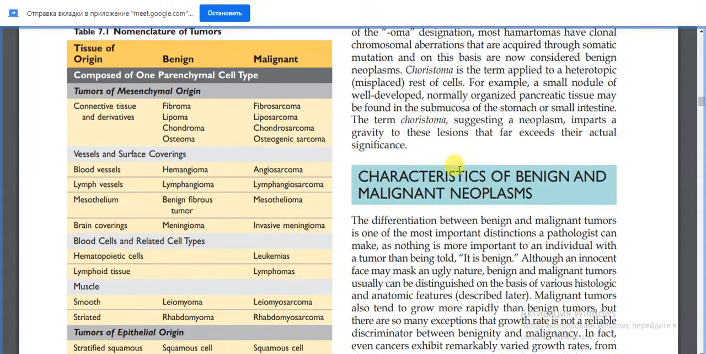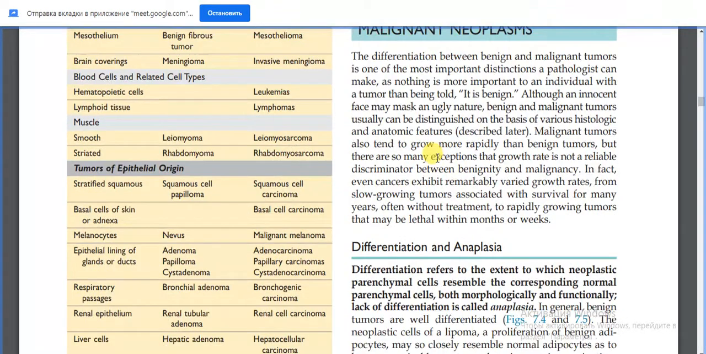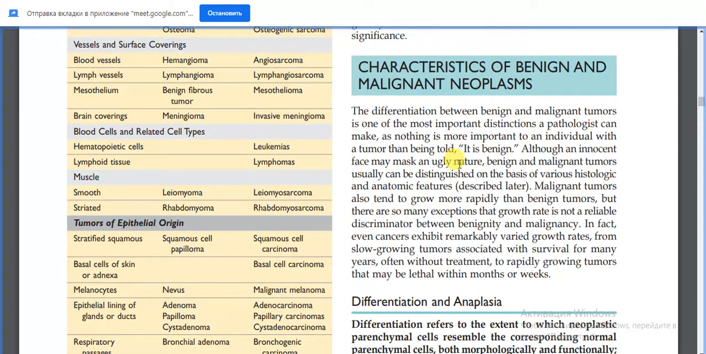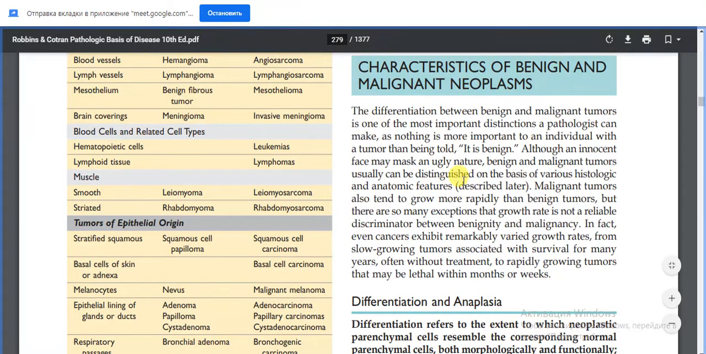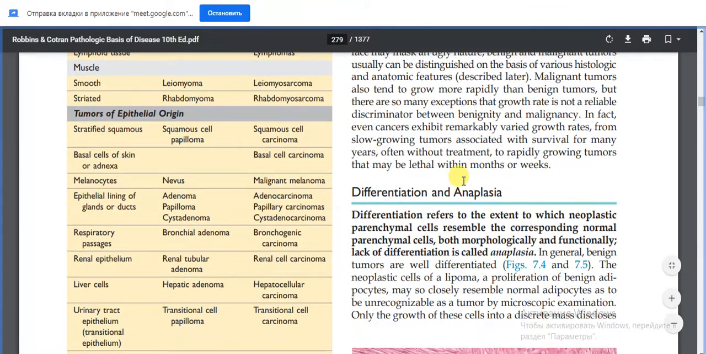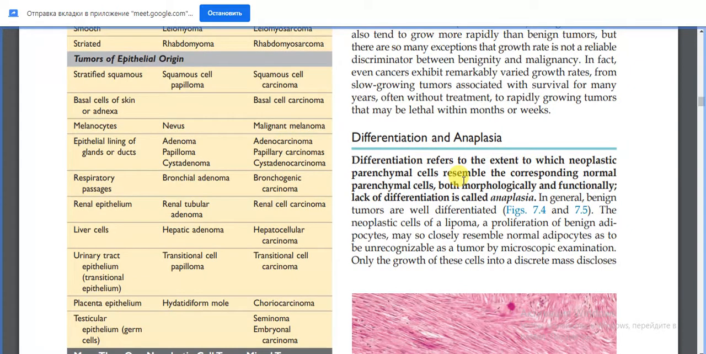Okay, characteristics of benign and malignant neoplasia. I remind you, we discussed it in the last lecture, but I'll repeat some things because I was in a hurry at that time. You see the characteristics of benign and malignant tumors. When we differentiate benign from malignant tumors, we use the terms differentiation and anaplasia, and between them is the term dysplasia.